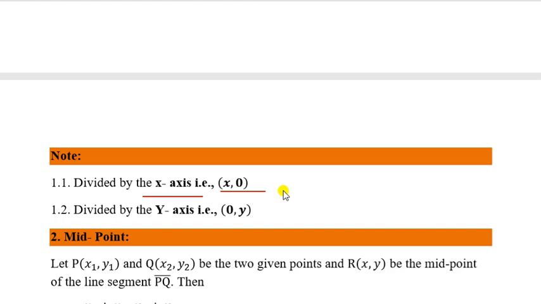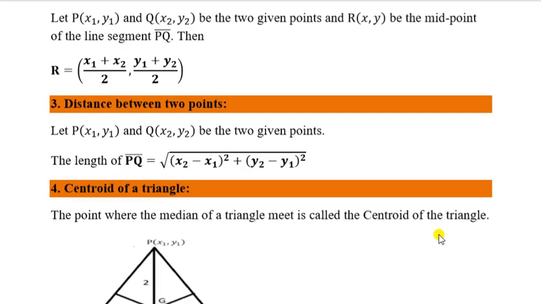Suppose it is written divided by y-axis, that means you should write the line segment PQ divided by the point 0 comma y. That's why I wrote divided by y-axis means the coordinate will be 0 comma y, and divided by x-axis means the coordinate will be x comma 0. Now, midpoint, you know about midpoint.